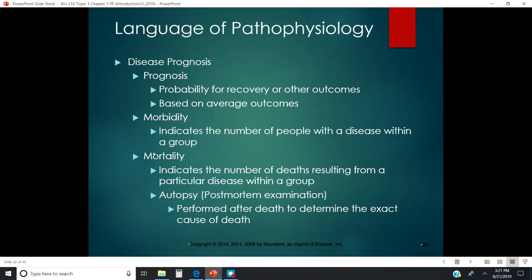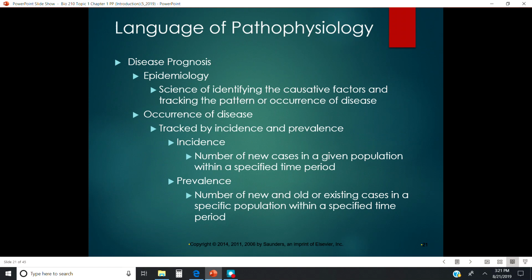Autopsy is just a term, since we're talking about death, for a post-mortem examination. That's probably a term that you hear in the news all the time. But it's basically to determine what was the cause of death, if possible.